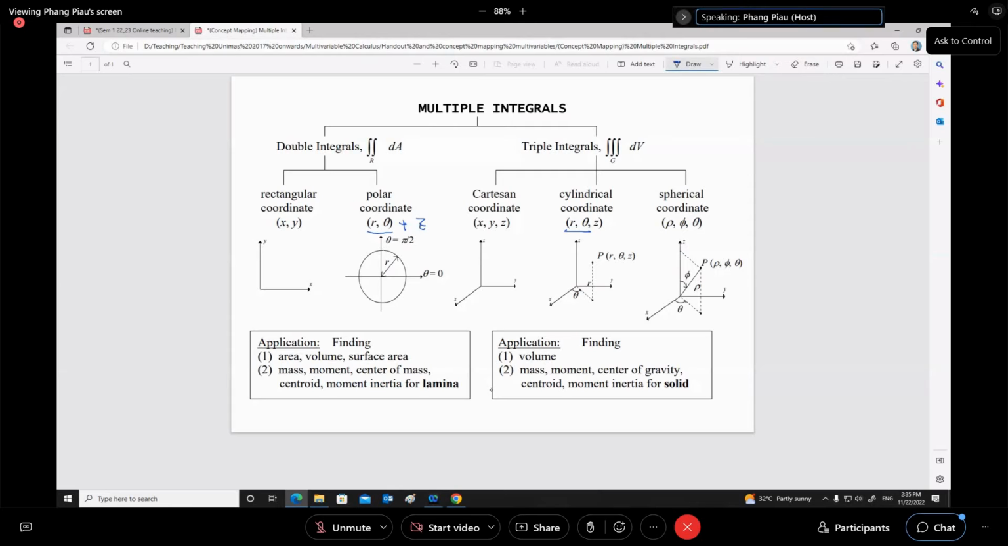So today we mainly go for Cartesian coordinate. It's just extended to Z. Everything from here you extend to Z. So later on for the cylindrical coordinate, you also extend to have an extra parameter which is Z.